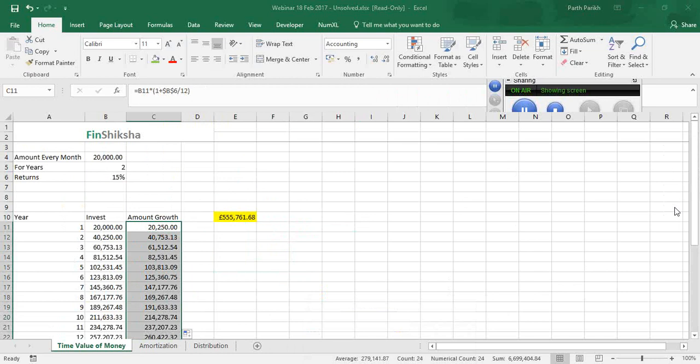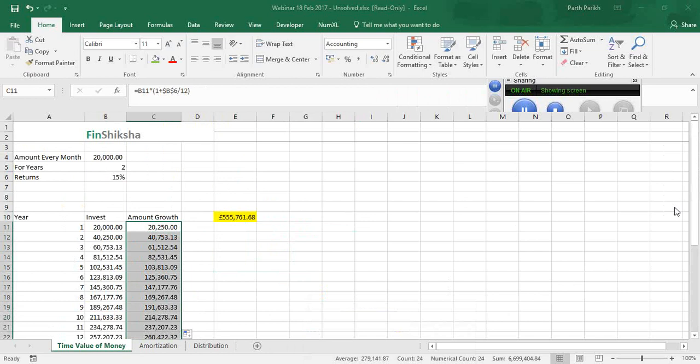Somebody has asked me a question: what if I invest 20,000 at the end of each month? So that's what I've told you. Instead of the 0, you just have to write 1, so that Excel will understand this 20,000 is invested at the beginning of the period. If I write 0, Excel will understand that 20,000 is invested at the end of the period. So that's the only difference. You don't have to write anything else. You just have to convert the 0 to 1 or 1 to 0. Any more questions?